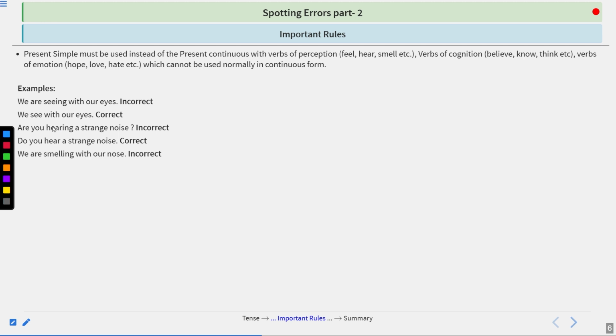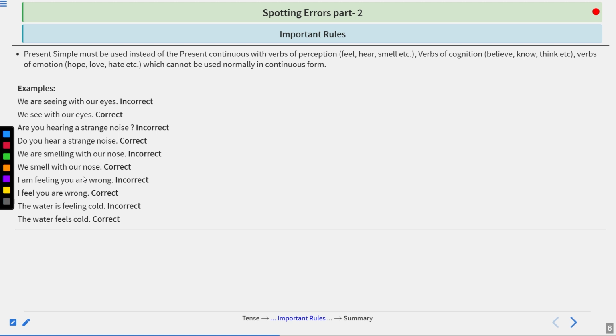We are smelling with our nose, incorrect. We smell with our nose, correct. I am feeling you are wrong, incorrect. I feel you are wrong, correct. Because the verb feel here is expressing our opinion. The water is feeling cold, incorrect. The water feels cold, correct. The verb feels here is referring to our perception.